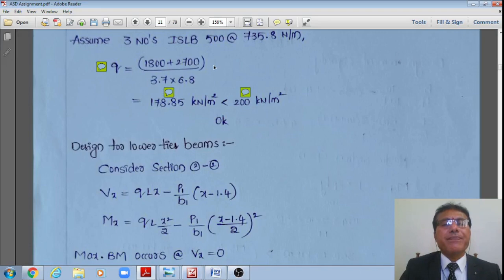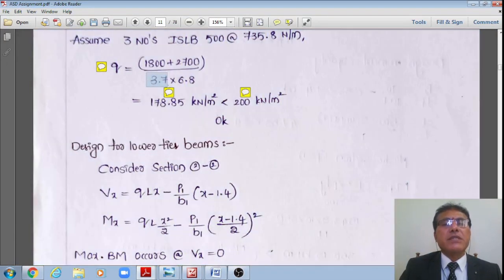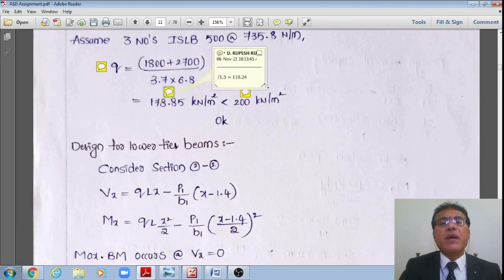Therefore, this 119.24 is much less than 200 kilonewton per meter square. Therefore, it is okay. Alternatively, because I got just 2.93, I have provided 3.7. Therefore, I am getting this intensity of approximately 120, which is much less than 200. If you reduce this 3.7 to say 3 meter, then obviously this value will increase from 120 to maybe 160 or 170, which is less than 200 kilonewton per meter square in such a case also.